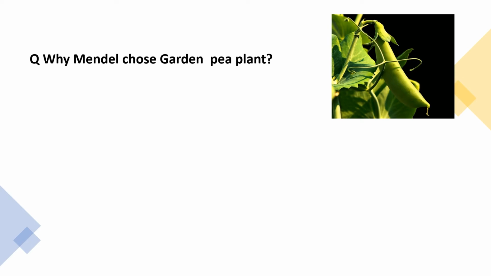Why did Mendel choose garden pea plant? Mendel chose garden pea plant because it was easy to grow, had a very short lifespan, and had both male and female sex organs in them. So he could control the fertilization, whether it is cross-pollination or self-pollination, and also the 7 contrasting features made him choose garden pea plant.